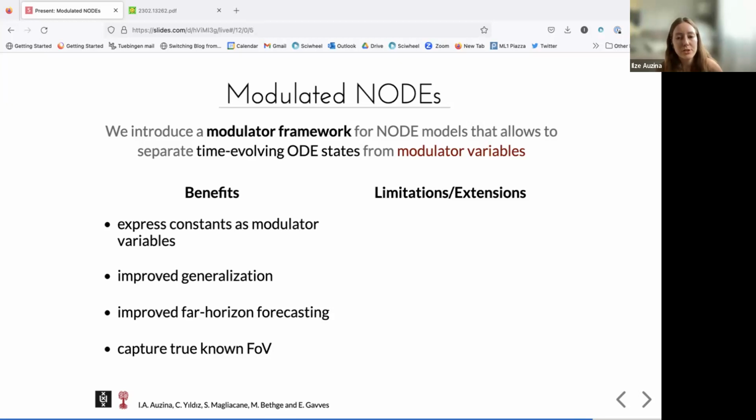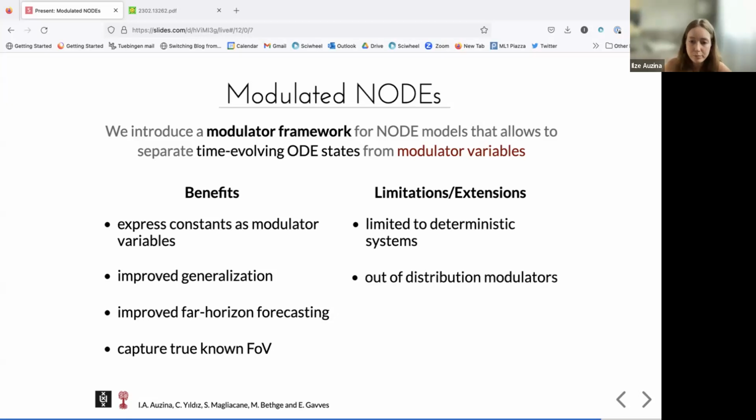The limitations and extensions of the present work are, of course, that the experiments we've done, and this paper, are limited to deterministic systems. In reality, you might have stochastic processes, which also make far-horizon forecasting more difficult, but I think it also opens an interesting avenue for how you can model these modulator variables if they also change over time. Perhaps you also want a network that infers them, or different approaches to this.